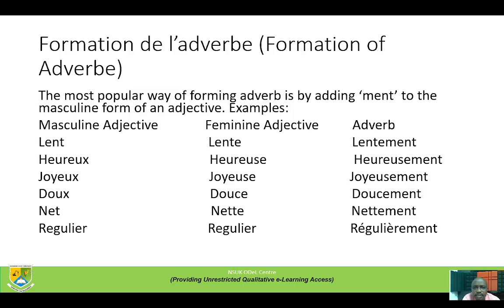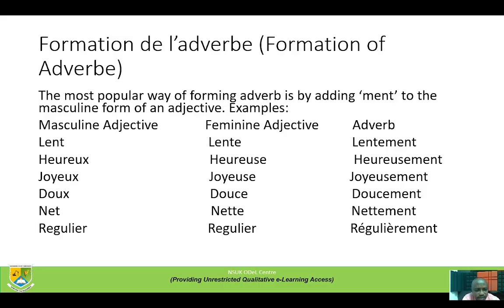Formation de l'adverbe, formation of adverb. The most popular way of forming adverbs is by adding -ment to the feminine form of an adjective. Examples: masculine adjective lent, feminine adjective lente. Look at the E that we have added. Then, to form an adverb from this adjective, we have lentement. We have added -ment to the feminine form of lent.